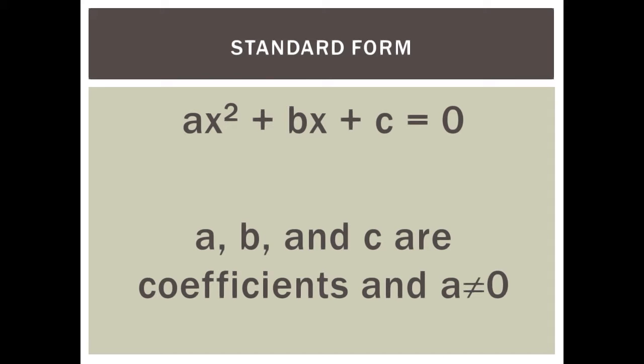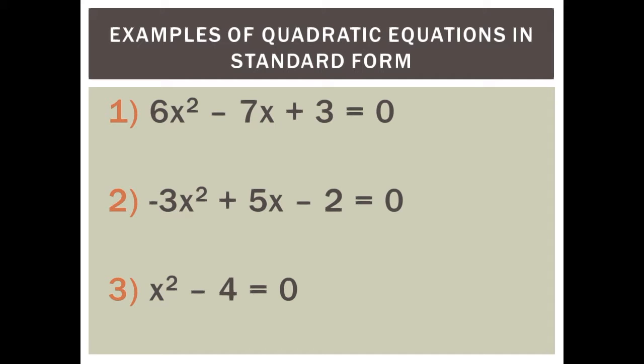The standard form is ax squared plus bx plus c is equal to 0. A, b, and c are the coefficients and a should not be equal to 0 because if a is equal to 0 then it will become a linear equation. Here are some examples of quadratic equations in standard form.